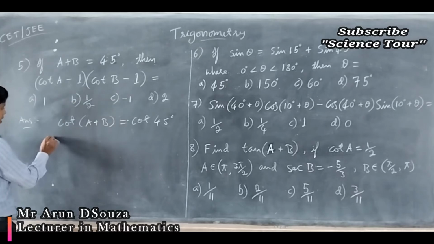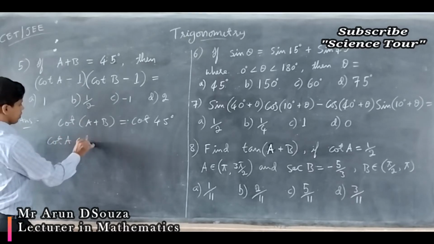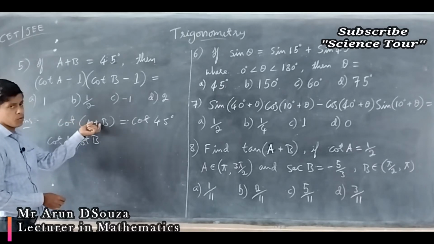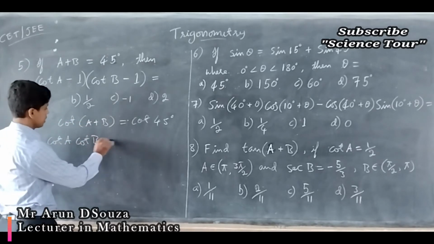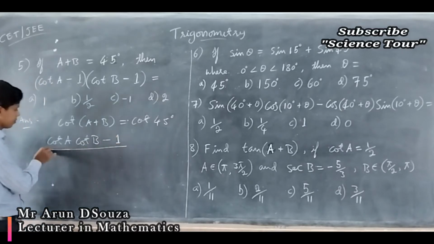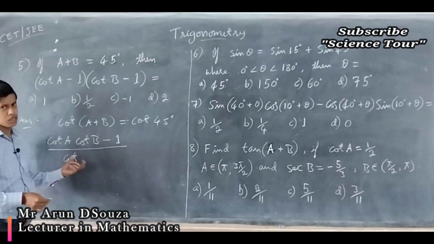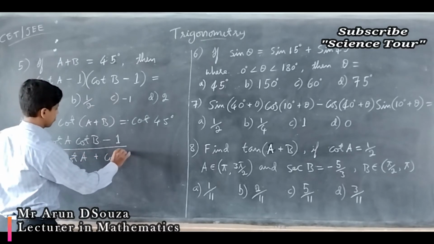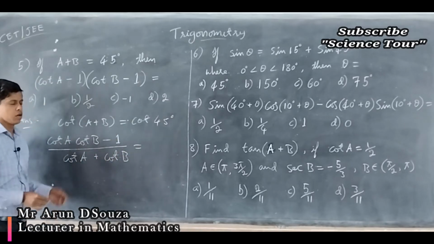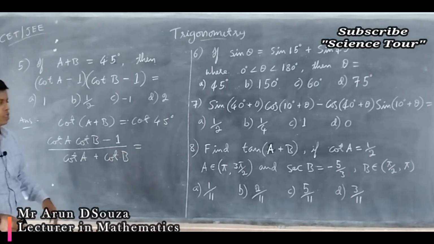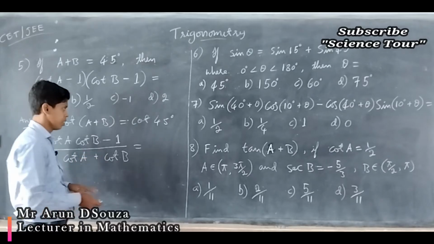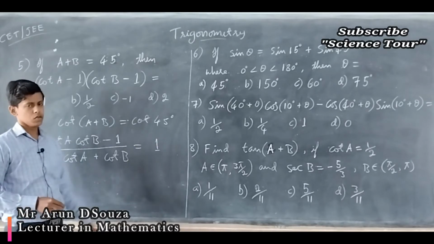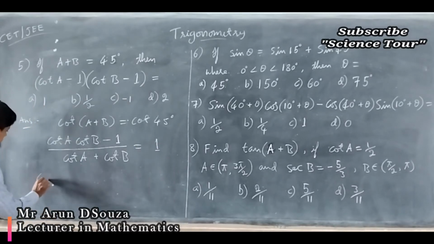Now what is cot A plus B? That is cot A cot B, and in case of cot, if you have plus in the LHS, you will have minus in the numerator, divided by, in the denominator you have plus, cot B plus cot A or cot A plus cot B. So remember cot x plus y formula: cot x cot y minus 1 over cot y plus cot x, and this is 1. Now you take this denominator to the other side. I am doing that in the next step.